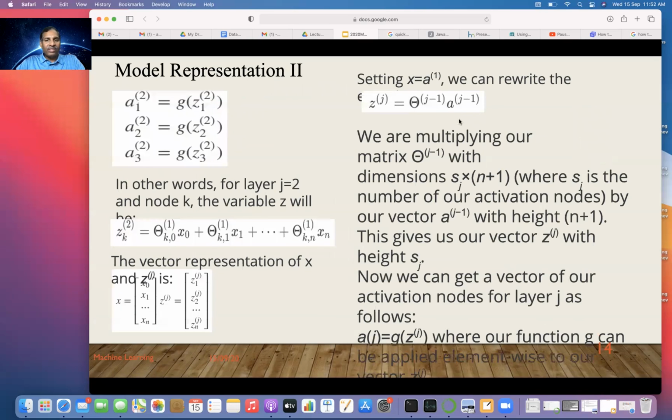Okay. So model representation: A12 equals G of Z12. Z1 is computed like theta 1 x1 plus theta 2 x2, like that. Then G is the sigmoid function. Then you are getting the second layer units here. In other words, for layer j equal to 2 and node k, the variable Z will be Zk2 equal to theta k0 x0 plus theta k1 x1. Similarly, it is the same hypothesis function which we used for linear regression. First we use that, then apply the sigmoid.